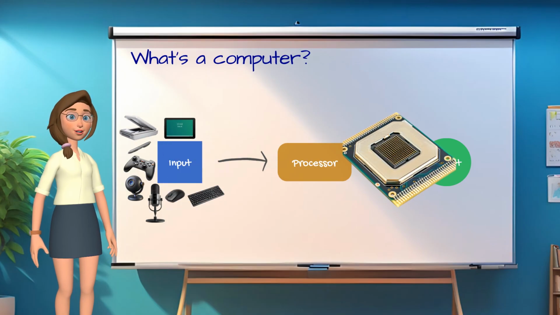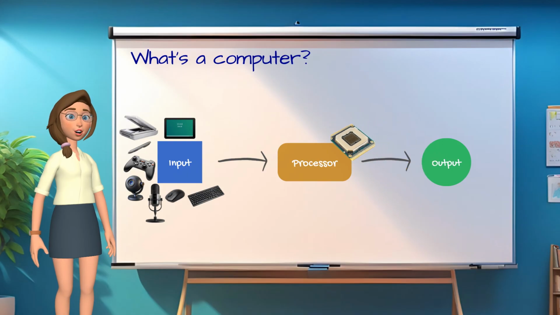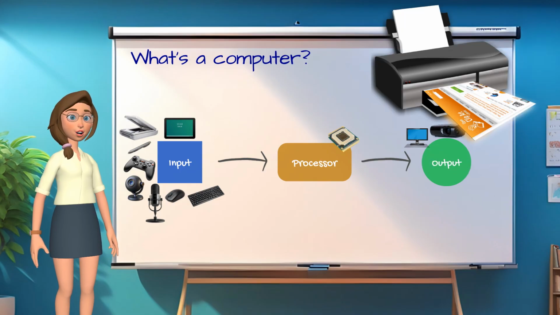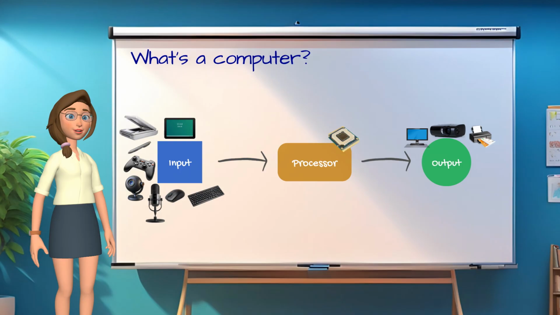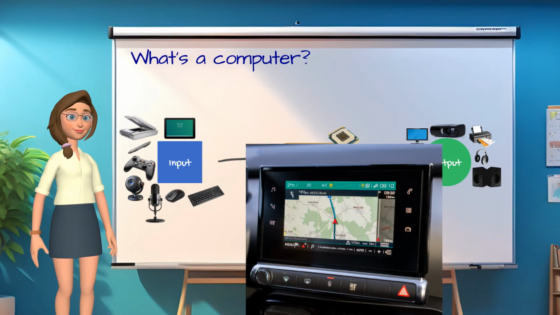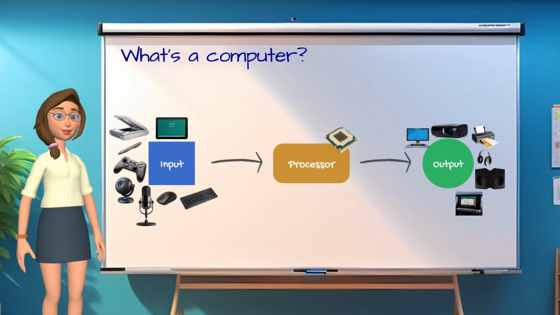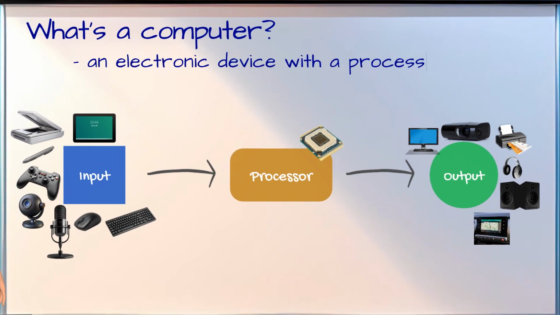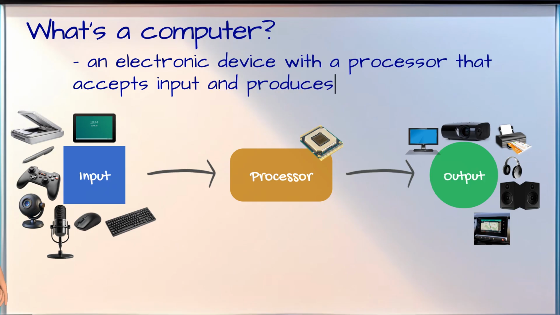The processor is a microchip that contains a vast network of electronic components. An output can be a monitor, projector, printer, headphones, speakers, or GPS. Now we can define a computer as an electronic device with a processor that accepts input and produces output.